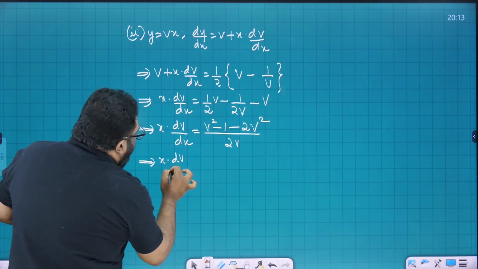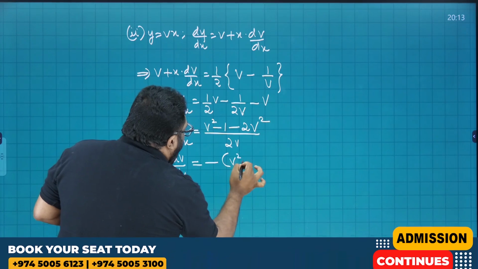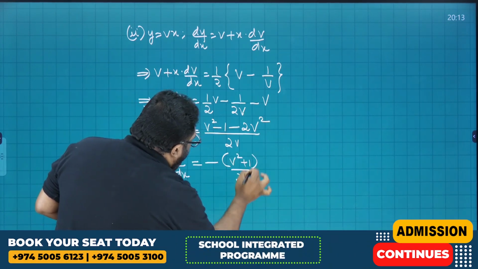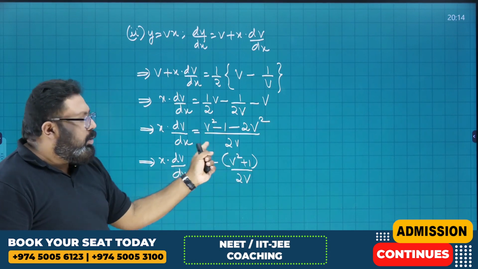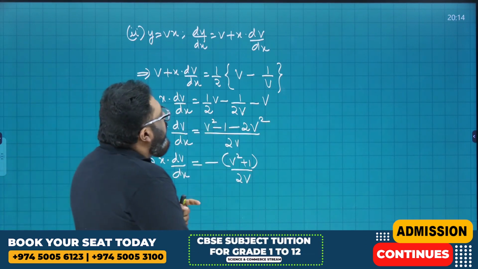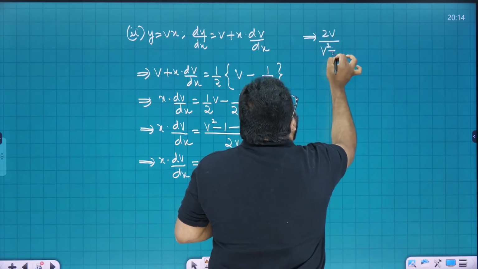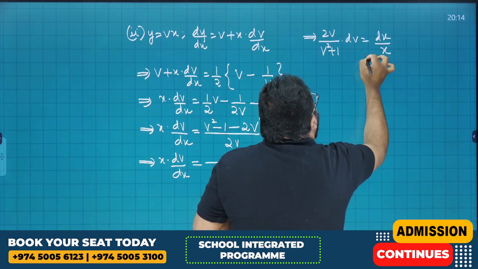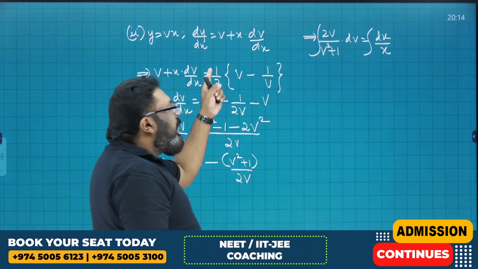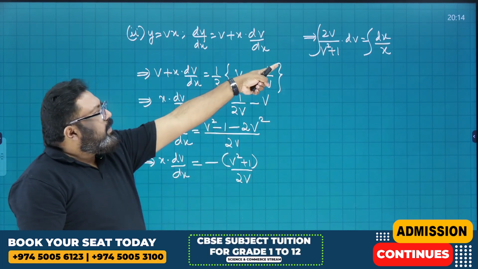Now it's going to be x into dv by dx is equal to minus v squared plus 1 by 2v. Now I can separate it on both sides. So you're going to get 2v by v squared plus 1 dv is equal to dx by x. Integrate. This question, a similar type, we have already done before.